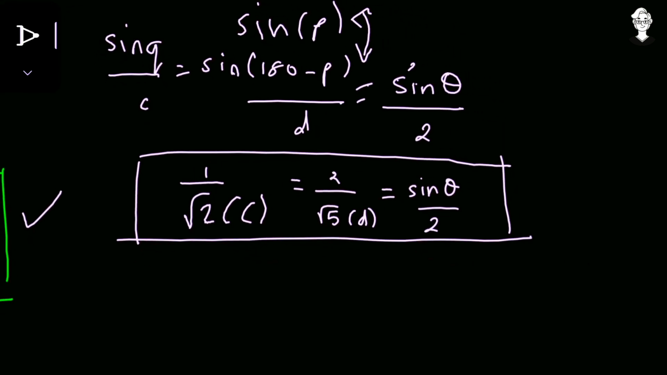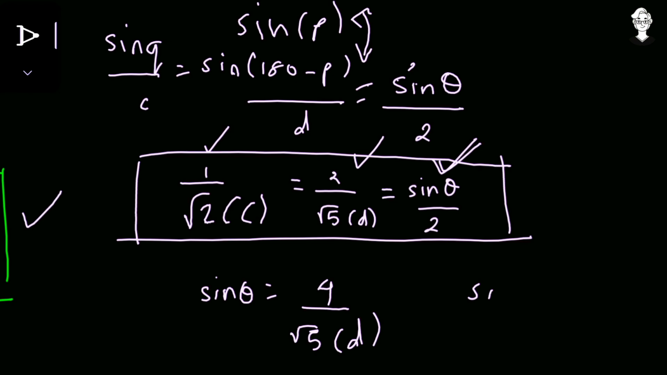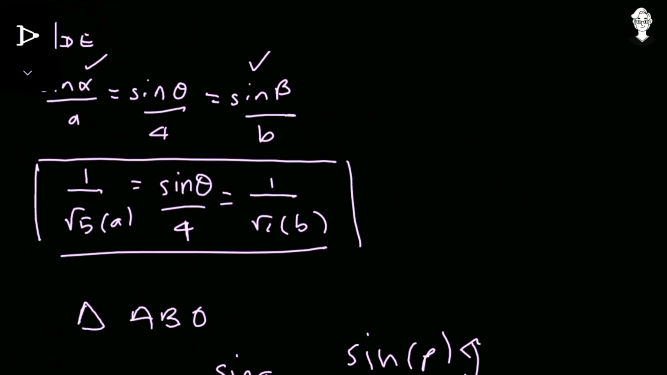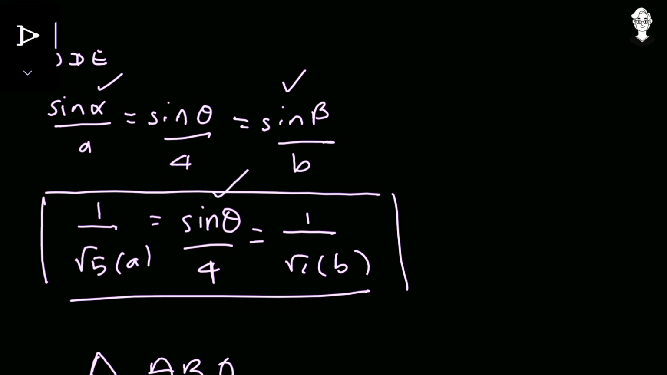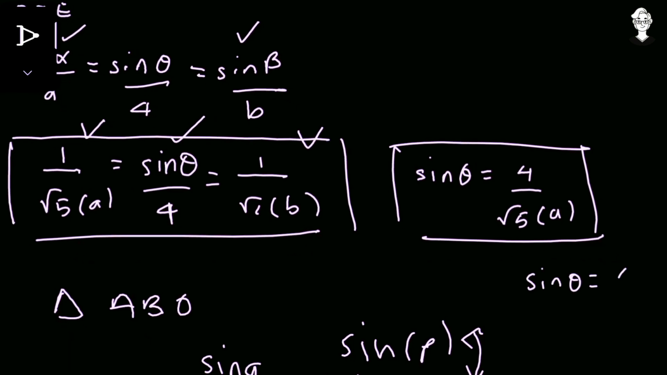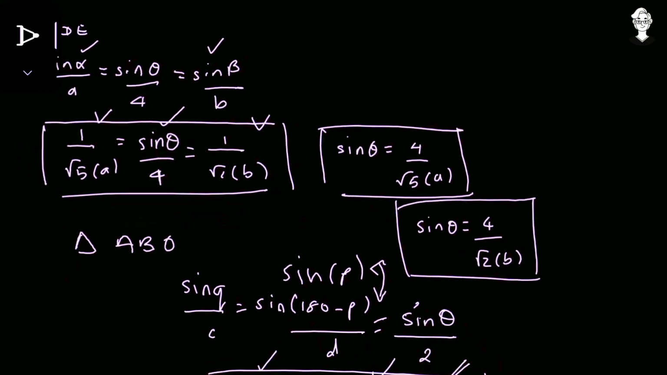Now from here we can have the value of sine theta in two ways. If I compare sine theta with this, I get sine theta equals 2 into 2, 4 upon square root of 5 times d. And if I compare sine theta with this, I get sine theta equals 2 upon square root of 2 times c. So these are the two values of sine theta from here. Similarly, from the first equality, sine theta is 4 upon square root of 5 times a, and sine theta is 4 upon square root of 2 times b. So these are the two values of sine theta from there.